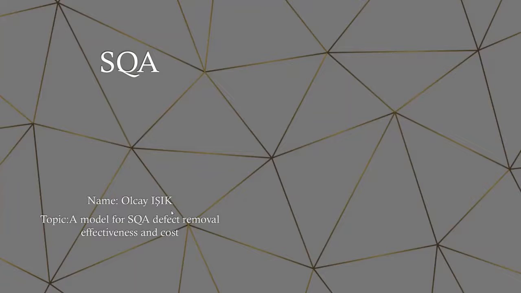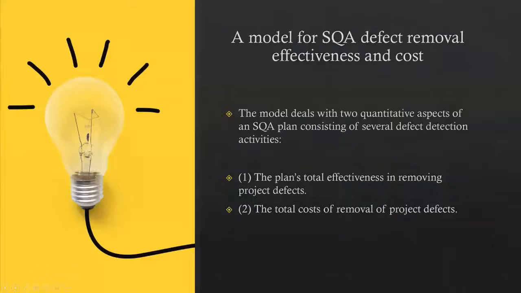This video is a module for software quality assurance: defect removal effectiveness and cost. Let's begin. The model deals with two quantitative aspects of a software quality assurance plan consisting of several defect detection activities. The first one is the plan's total effectiveness in removing project defects. The second one is the total cost of removal of project defects. And also, the plan itself is to be integrated within the project's development process.